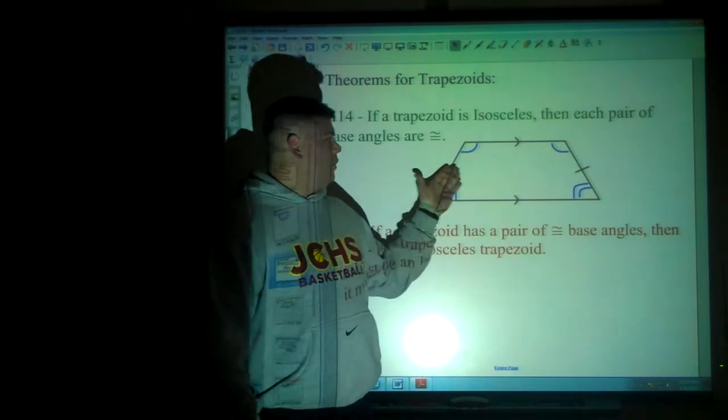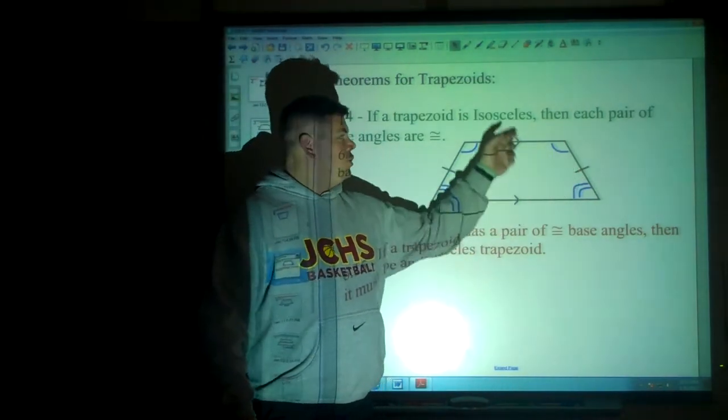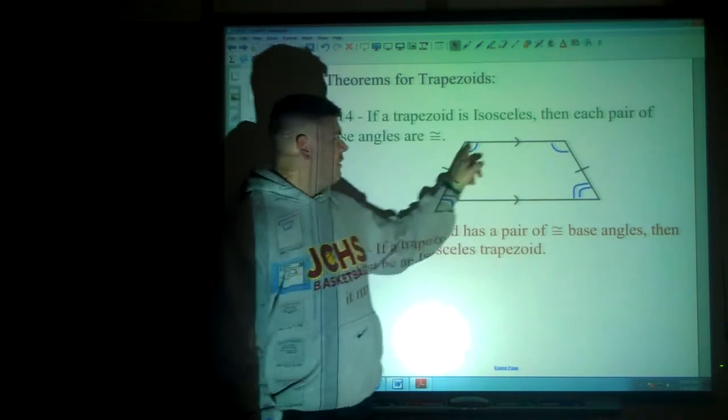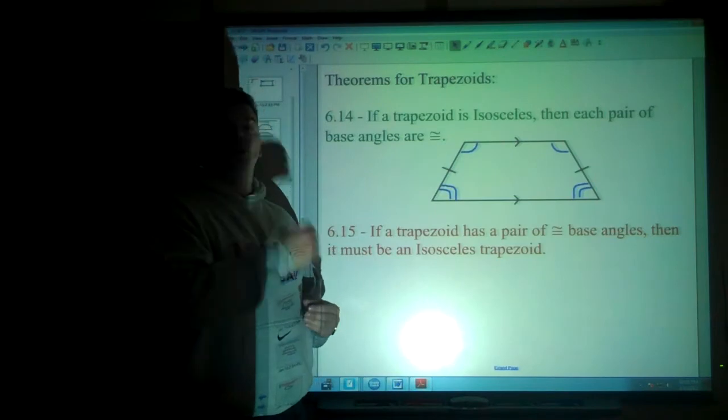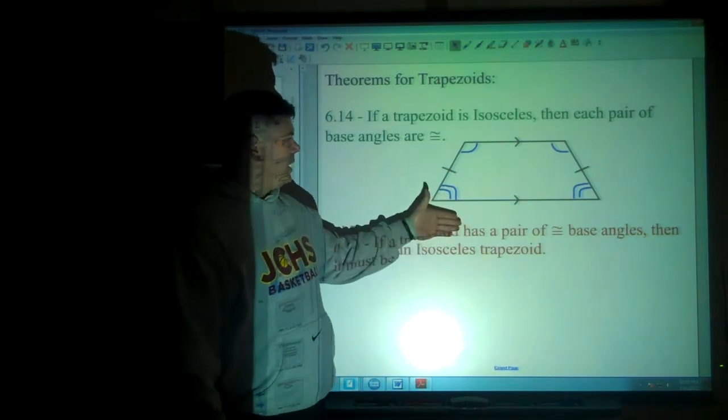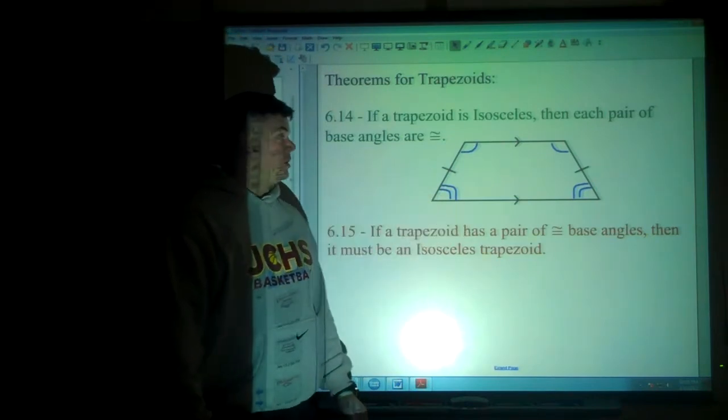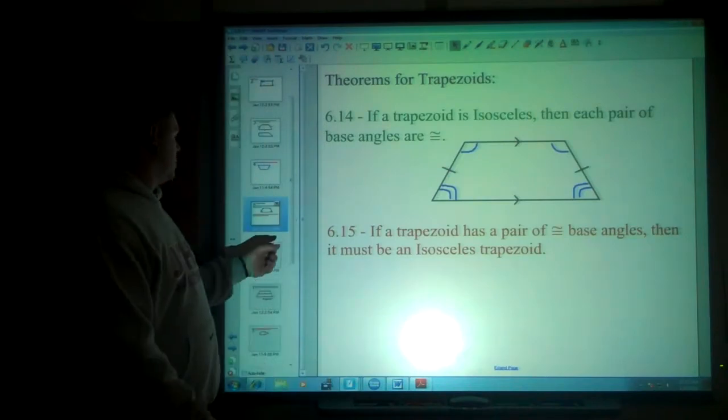So say maybe you didn't know these two lengths were the same. You knew you were dealing with a trapezoid, and you were given the fact that the measurements were like this for the angles. You would be able to conclude from this information that you are dealing with an isosceles trapezoid based on the angle measurements.